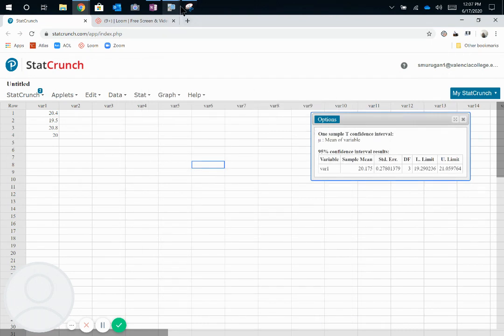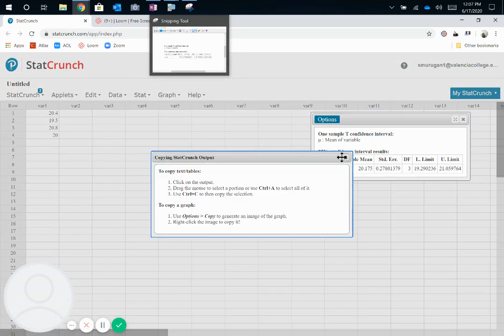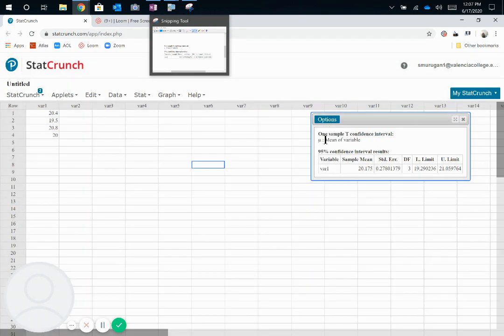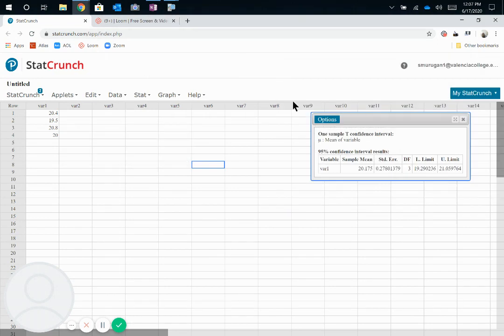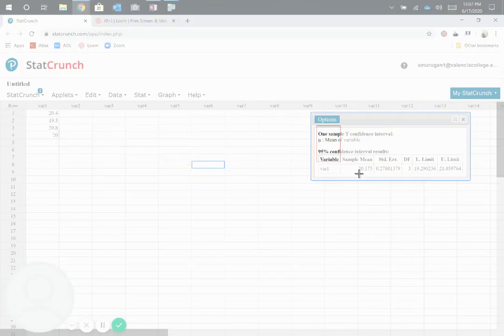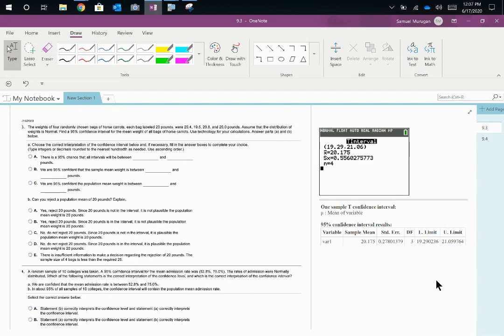Wow. So, I forgot what to do here. I got to snip this, yeah? This one doesn't move over like the last one did. We have to snip it and place this in our notes so we can see it. All right, so here we go. We can see the reading for both is lower limit 19.29, upper limit 21.05.